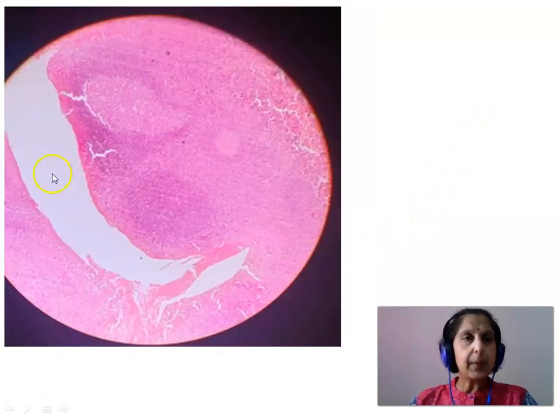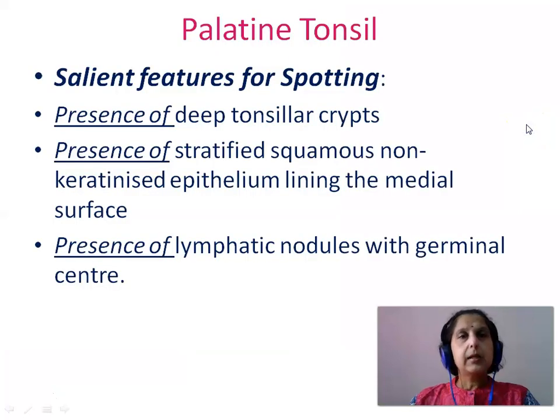A high power view showing us the tonsillar crypt lined by stratified squamous non-keratinized epithelium, and we also see the lymphoid aggregations with a germinal center. The salient features for spotting here are presence of deep tonsillar crypts, presence of stratified squamous non-keratinized epithelium lining the medial surface, and presence of lymphatic nodules with germinal center.